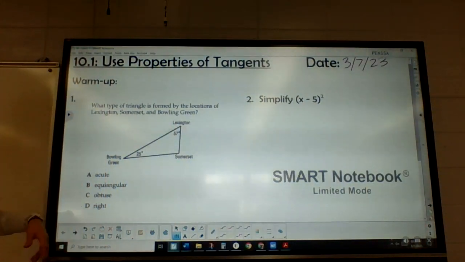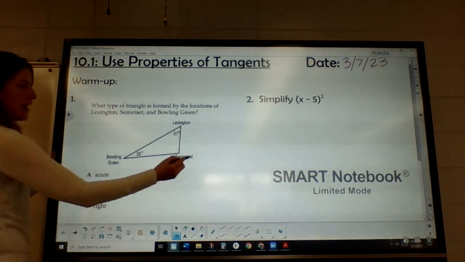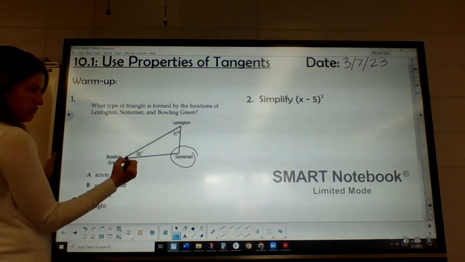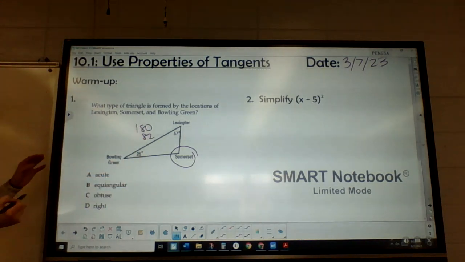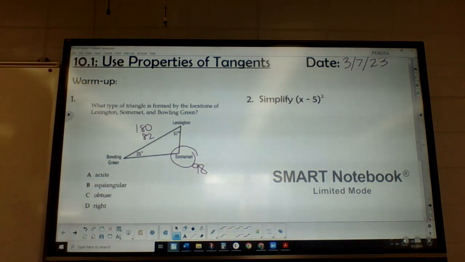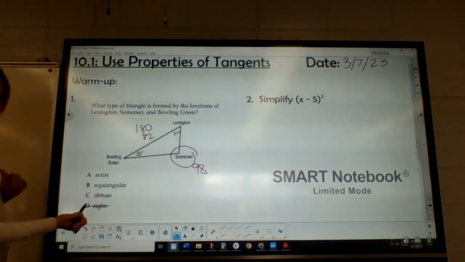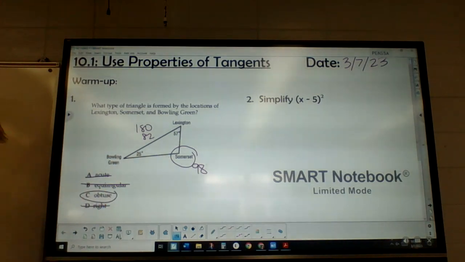So if we have 25 and 57, what's that third angle then? You guys figure it out? 98. You guys are kind of scaring me here. These together add to 82, but then you have to take it away from 180, right? So 98. Since it's more than 90 degrees, we know it's not right, not equal angles, and not acute, because if we have one obtuse angle, it automatically makes it an obtuse triangle.